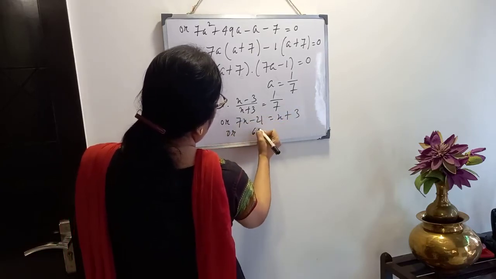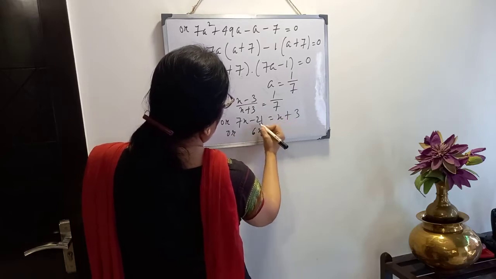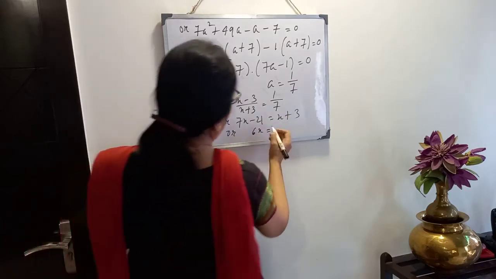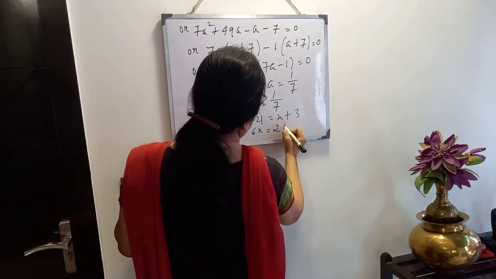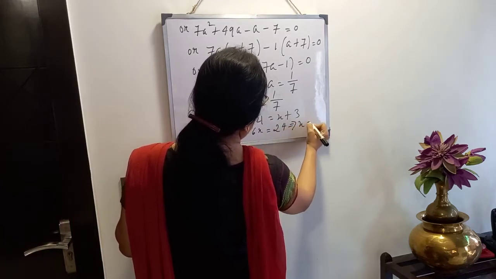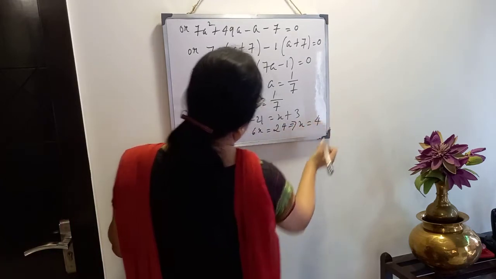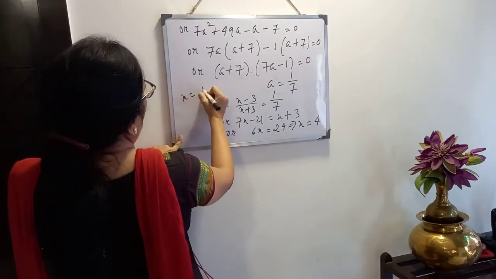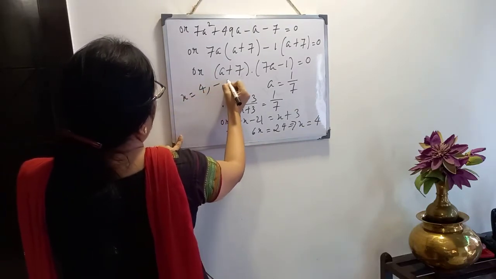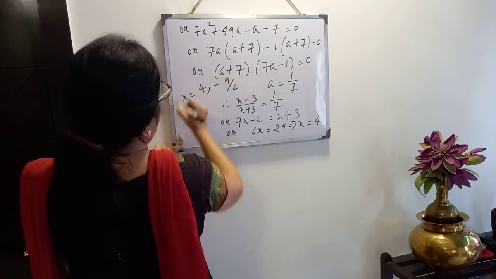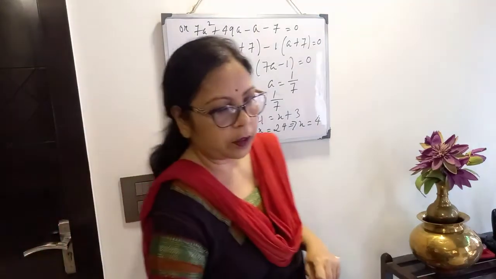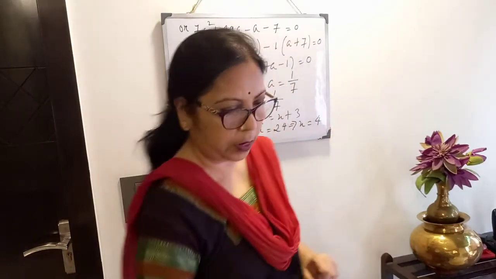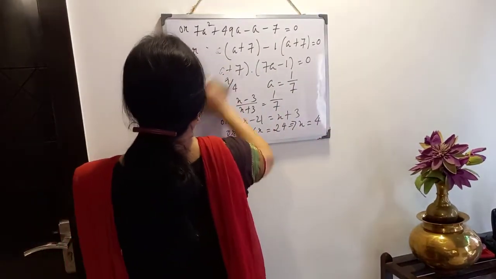Then 6x equals 21 will go that side, 24, which implies x equals 4. Clear? So your answers are x equals 4 and minus 9 by 4. These are the roots or solutions. Clear? Next.